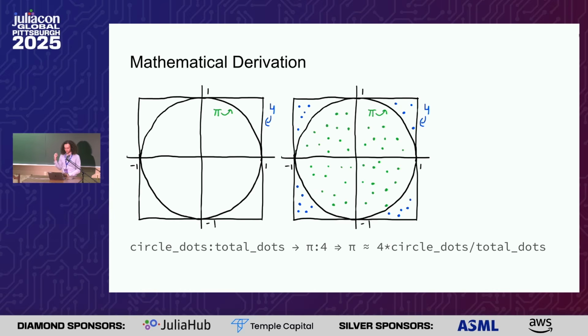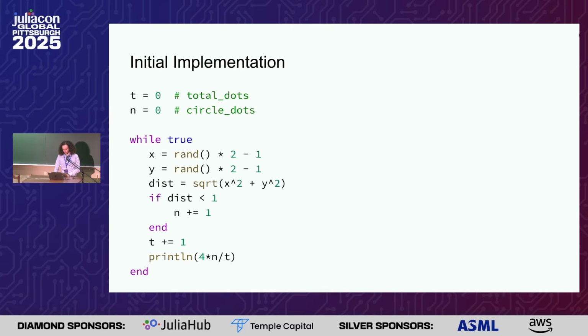And again, this converges incredibly slowly, but that's not the point here. So here's our first implementation in Julia of this Monte Carlo pi algorithm. We keep track of the number of total dots, the number of dots in the circle. We generate random points between -1 and 1. We use the distance formula to figure out how far away they are from the origin. If they're less than 1 from the origin, that means they're within the circle, and we should increment our number of circle dots. And then we print out this ratio and loop forever.